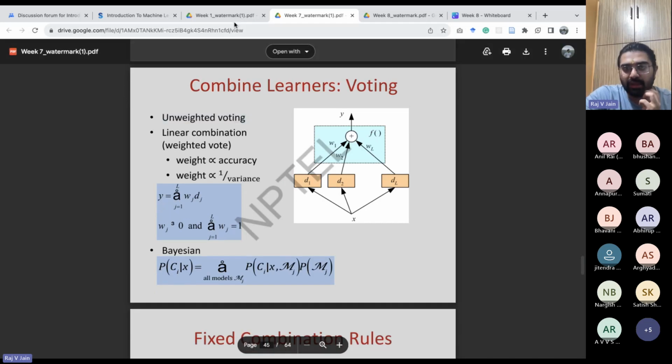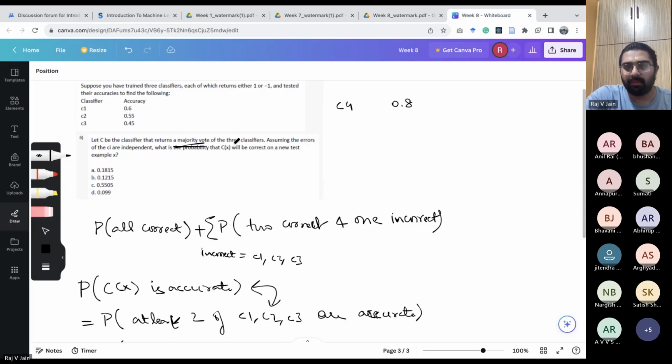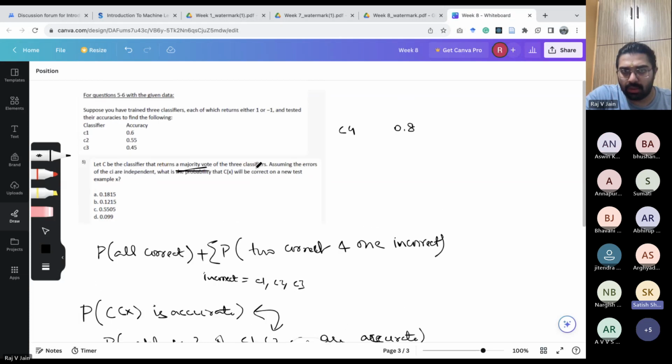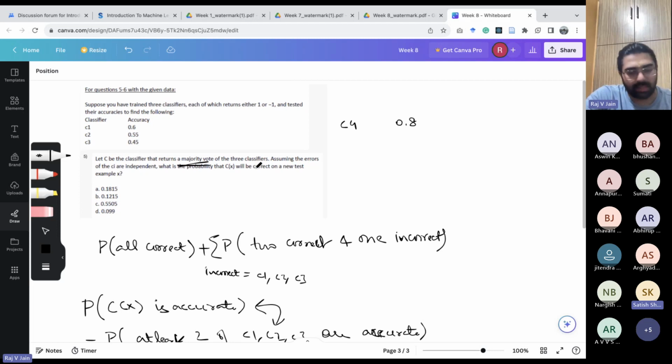So unweighted voting is what we mean when we say majority vote; that's the basic one. Voting can be weighted or unweighted. In unweighted, you just take the number majority and do not consider accuracy. In weighted voting, we consider accuracy and multiply by it. So there are two different approaches. Okay, clear. Thank you.